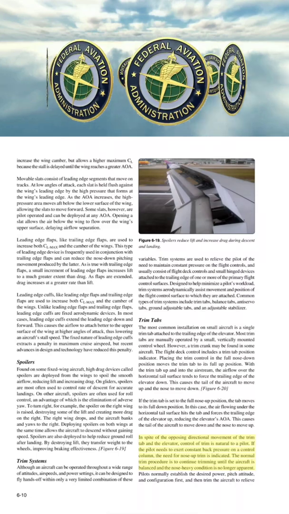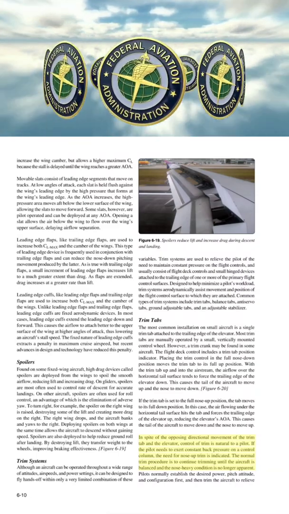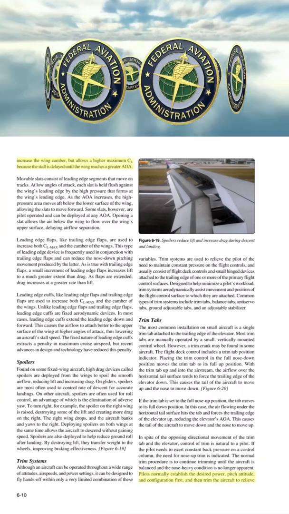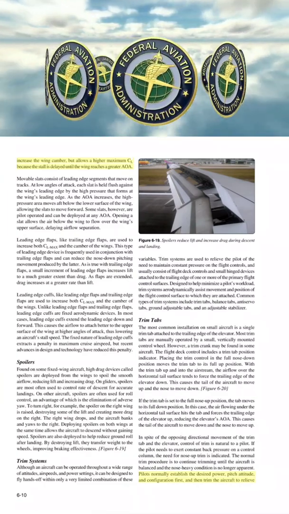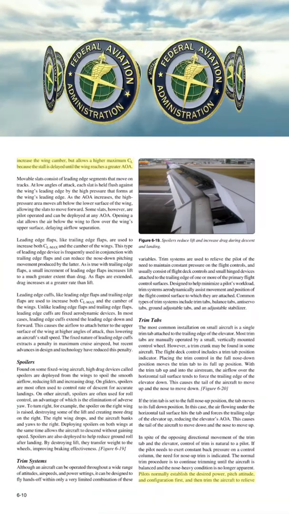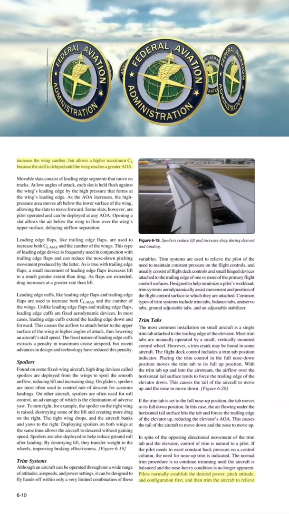The normal trim procedure is to continue trimming until the aircraft is balanced and the nose-heavy condition is no longer apparent. Pilots normally establish the desired power, pitch attitude, and configuration first, and then trim the aircraft to increase the wing camber, but allows a higher maximum CL because the stall is delayed until the wing reaches a greater AOA.